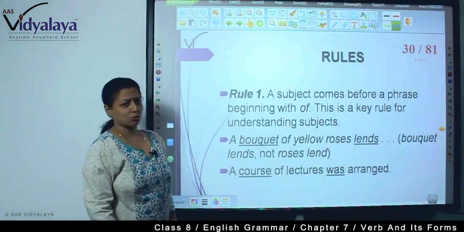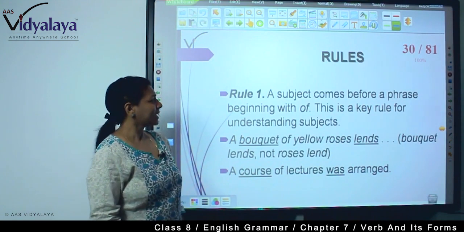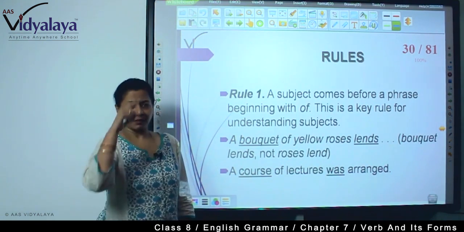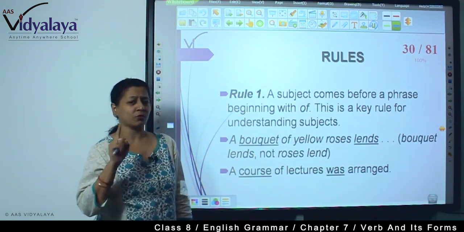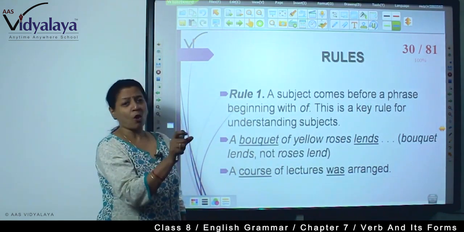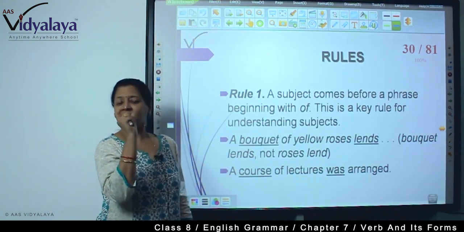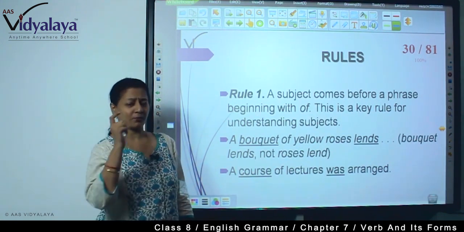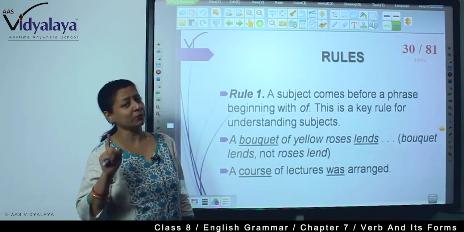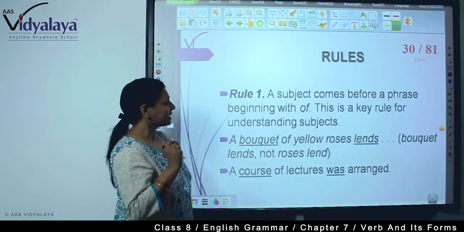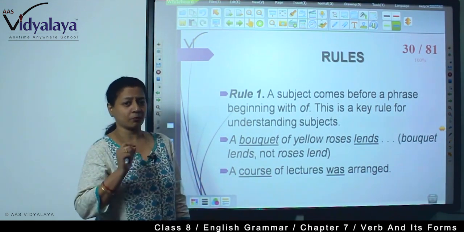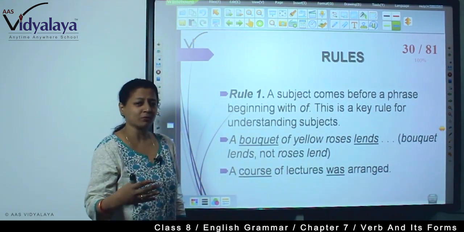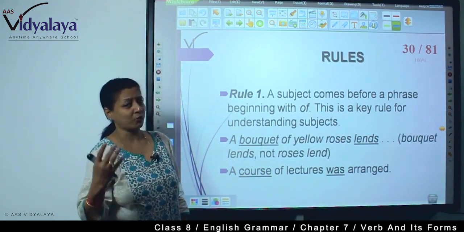Now, what are the rules? Rule number 1. The subject comes before a phrase beginning with of. Always remember. A list of items. So, what was the subject? The word that comes before of is the subject. If that subject is singular, your verb will be singular. If that subject is plural, your verb will be plural. This is a key rule for understanding subjects because your verbs will be according to the subject. If you understand subjects, then only can you put the correct form of verb.